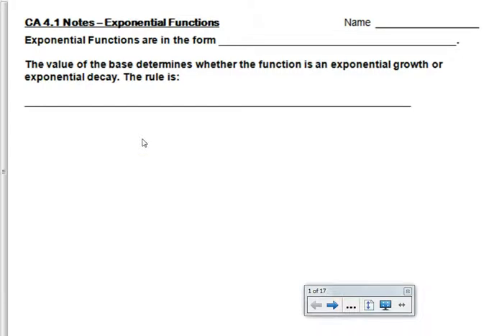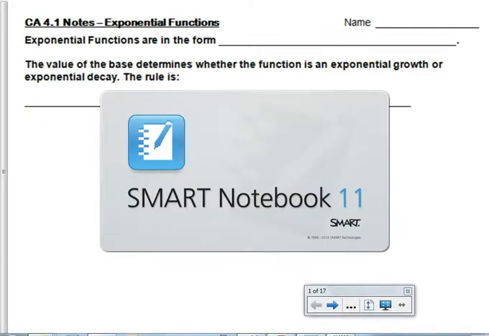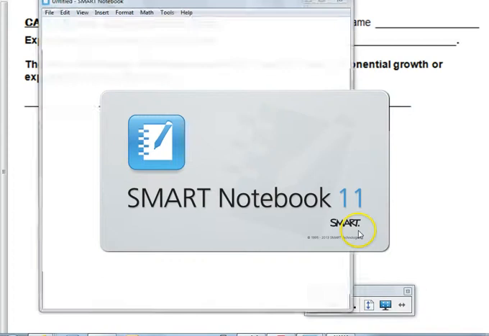Section 4.1 is discussing exponential functions, and that's going to refer to both growth functions and decay functions. So we have talked about this back in Algebra 2 at length. In fact, I think some of the things we're doing this year are not really any more difficult than what we did last year in Algebra 2.